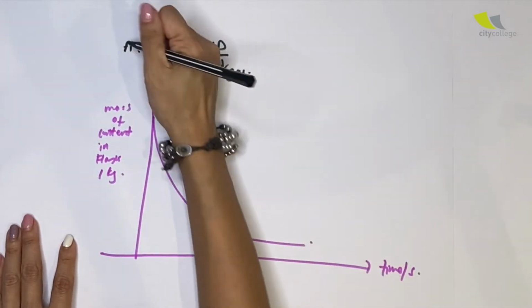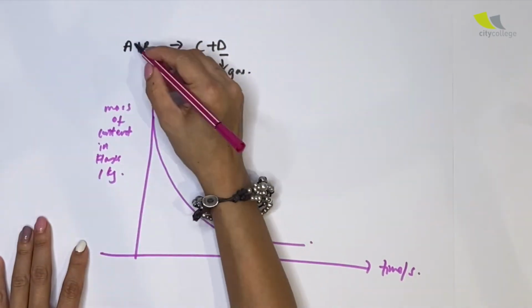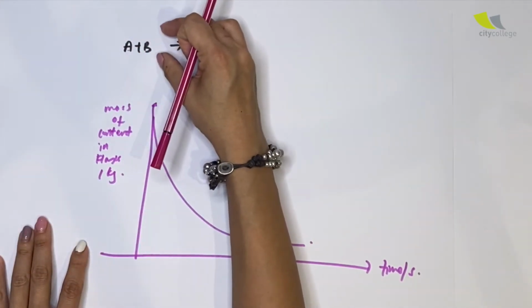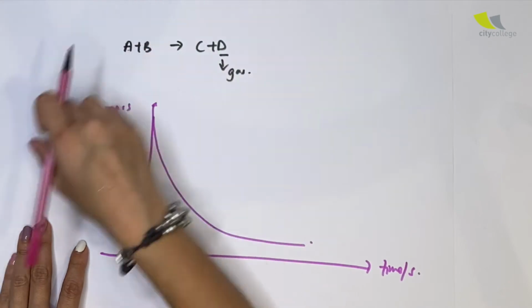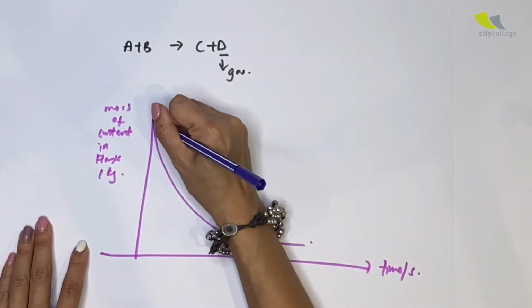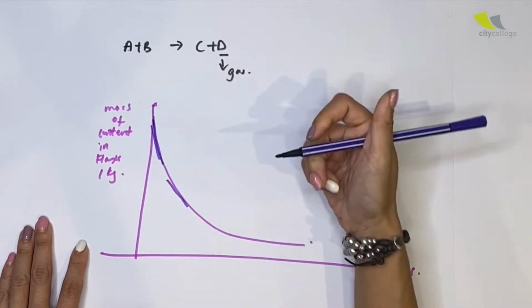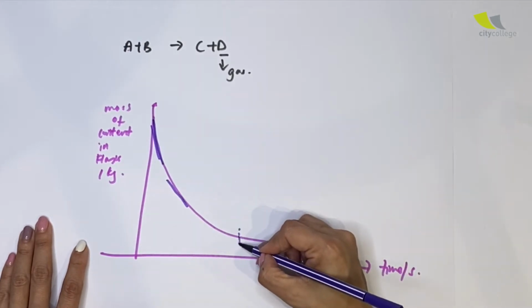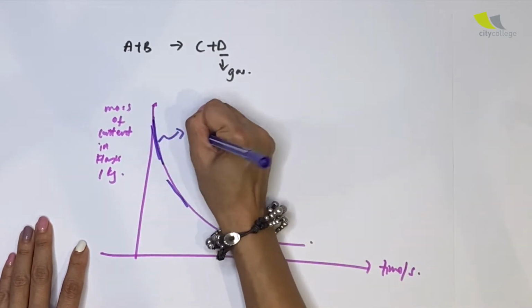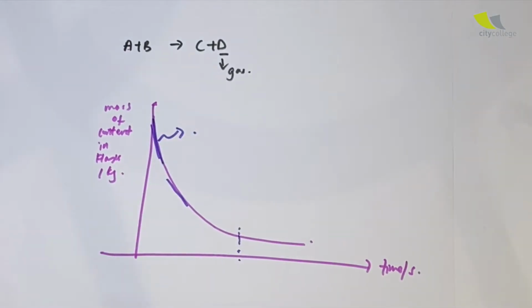Very simple. In the beginning, A and B have their own concentration. The concentration of A and B is the maximum in the beginning. That's why you'll notice that the graph is the steepest here. Eventually, it slows down and eventually it comes to a stop. So in the beginning point here, why is it that it is the steepest?